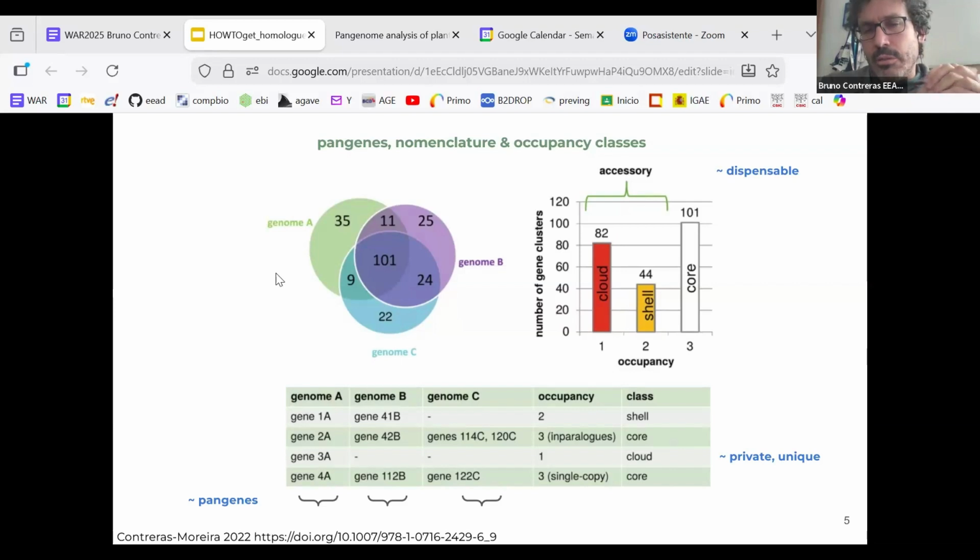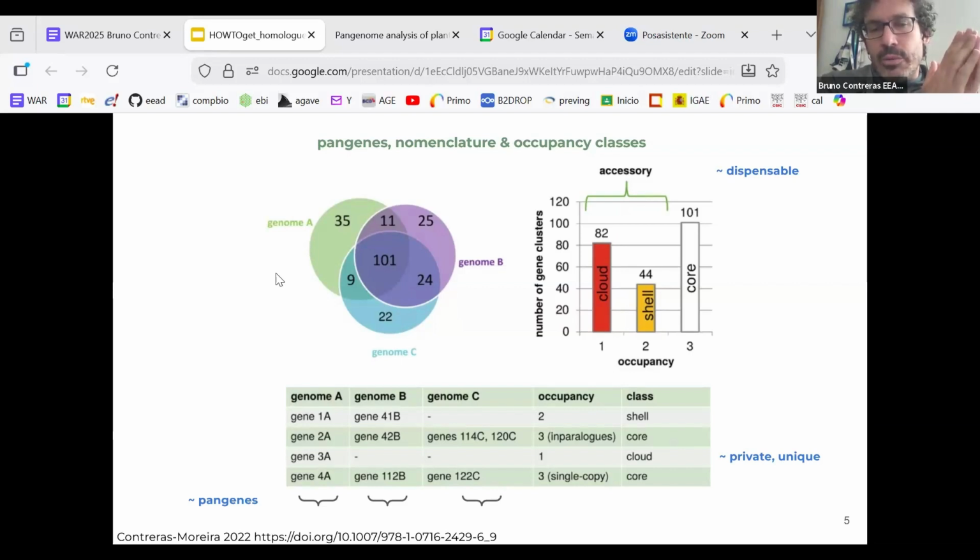And you also see in the table below that the cloud genes, which are the red bar in the plot, you can also find in the papers as private or unique genes. And the table below also shows you an interesting outcome of this kind of analysis: in each row you see a set of genes which are shared in 1 or more genomes.